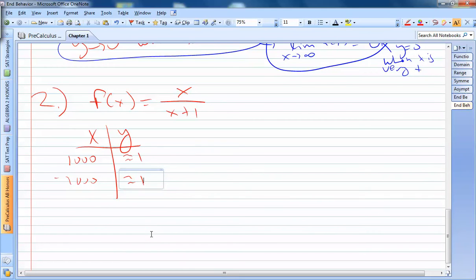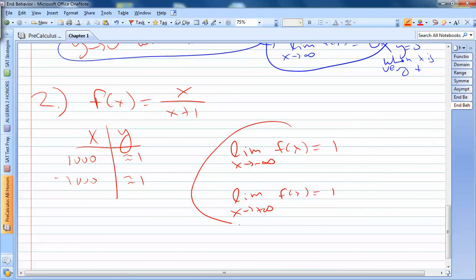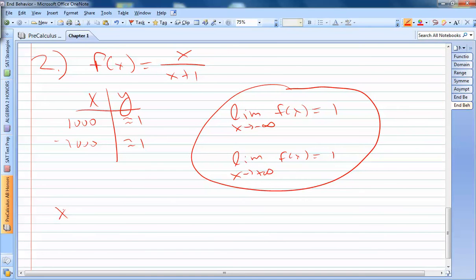So what that means is that the limit as x approaches negative infinity of your function will equal 1. The limit as x approaches positive infinity of f of x also equals 1. And again, x over x plus 1 is the same thing as saying x divided by x plus 1.